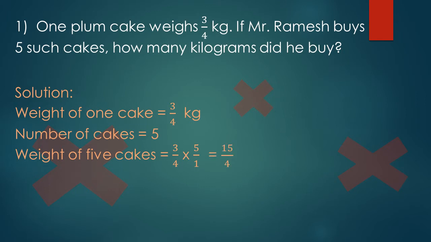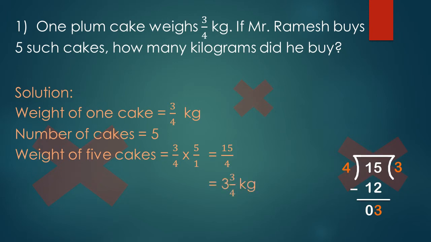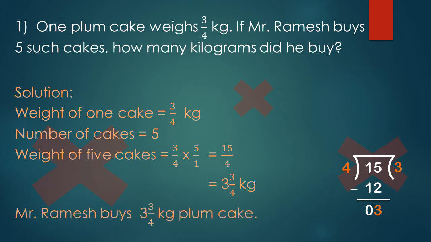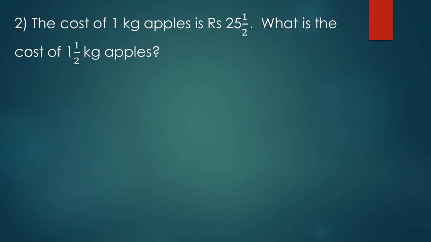But it is an improper fraction, so we will convert it into a mixed number. And everyone knows how we will convert it into a mixed number. So divide 15 by 4 and the answer is 3 3 upon 4 kilogram. And the last statement is: Mr. Ramesh buys 3 3 upon 4 kilogram plum cake. Solve one more question. Question number 2.